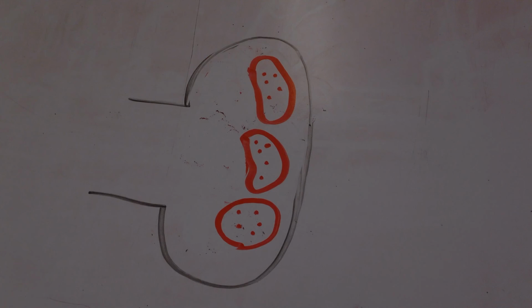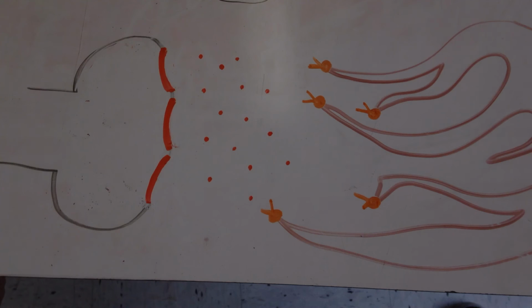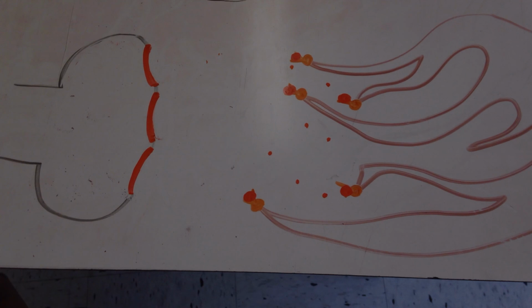In here, we see vesicles that contain many neurotransmitters. These vesicles fuse with the cell membrane and release neurotransmitters into the synaptic cleft. The neurotransmitters bind to receptors on the dendrites of other neurons.